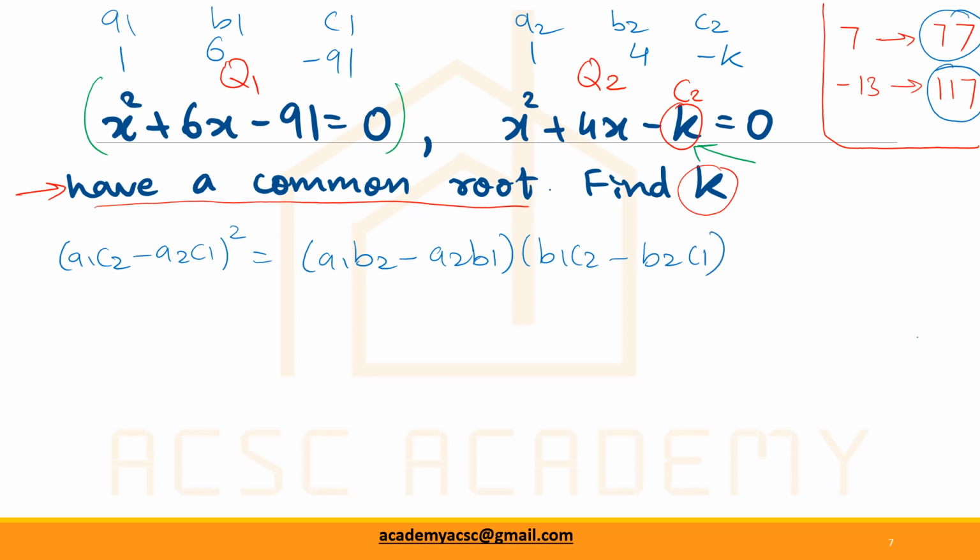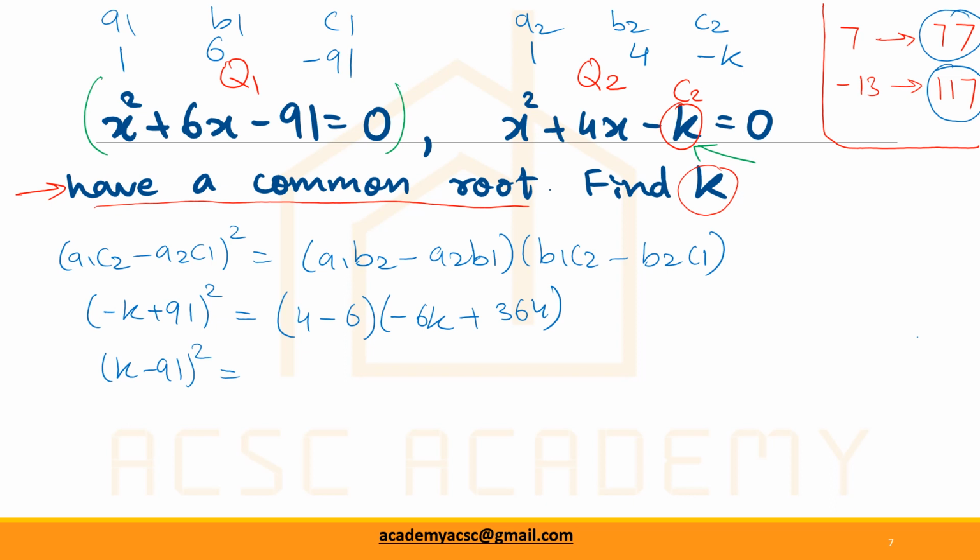So now we will substitute all the values and then we will get (minus k plus 91) squared equal to (A1 B2 minus A2 B1, which means 4 minus 6, giving minus 2) times (minus 6k plus 91 times 4, that is 364). Solving this, we get (k minus 91) the whole squared equal to 2 times (6k minus 364). Now as you can see, we have got a difficult quadratic in terms of k.